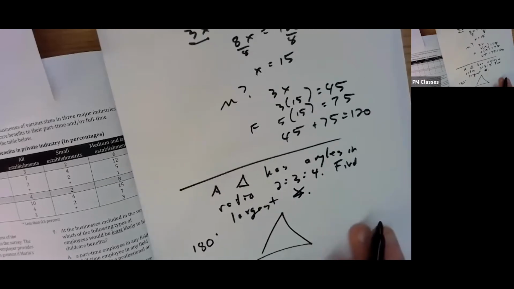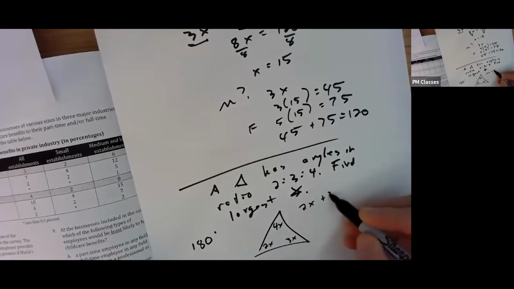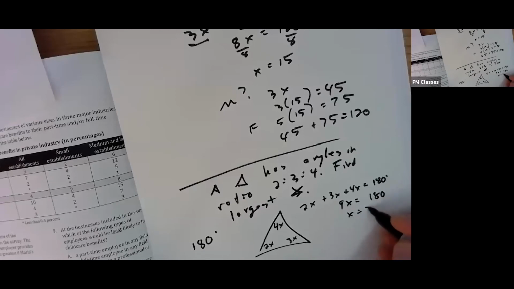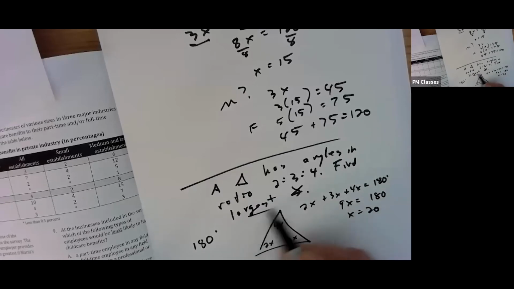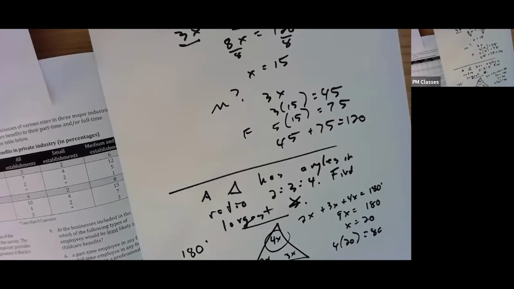So again, we're going to think about this as parts. So one angle, I can use x as 2 parts, right? And another one is 3 parts, and then maybe the biggest one up there is 4 parts. So that means that I can add those guys up, and the total of them has to add up to 180 degrees. So 2x and 3x is 5x, 5x plus 4x is 9x, 9x equals 180, divide both sides by 9, x is 20. So what's the largest angle? 4x, so 4 times 20 equals 80 degrees. That would be an answer.